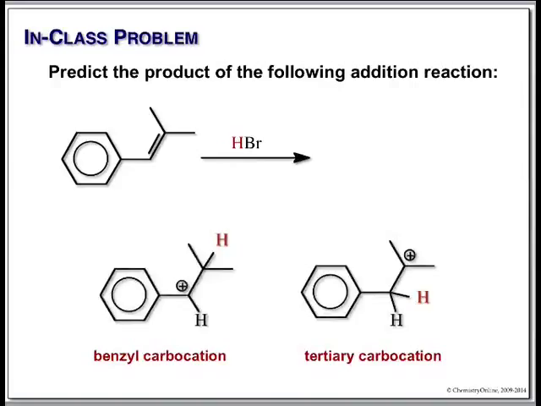The benzyl carbocation is actually much, much more stable than a tertiary. The reason is the benzyl, being attached to the ring, is resonance stabilized. We'll draw some resonance forms in a second. So of these two, the most stable is going to be the benzyl carbocation.